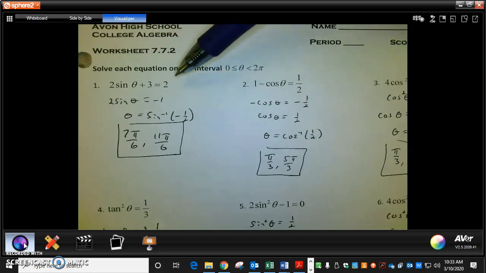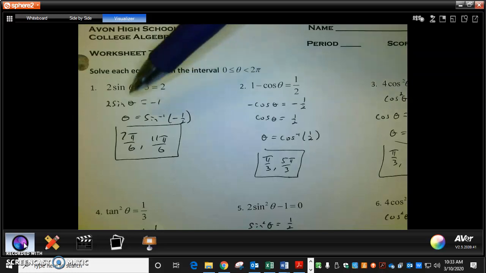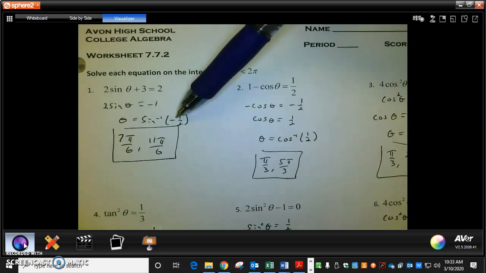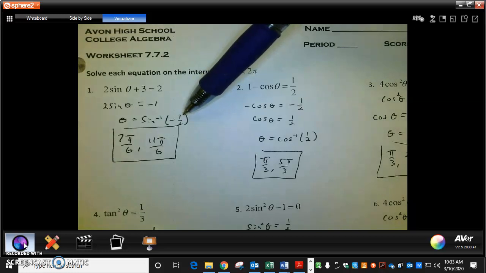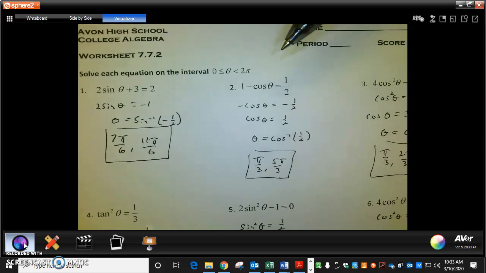So number 1, I subtracted the 3 over, got negative 1 divided by 2, so negative 1/2. I went to my chart, sine is negative in quadrants 3 and 4, so I got those two angles and then I was done. That's all there was to do on that one. Number 2, a lot of people have trouble with number 2.